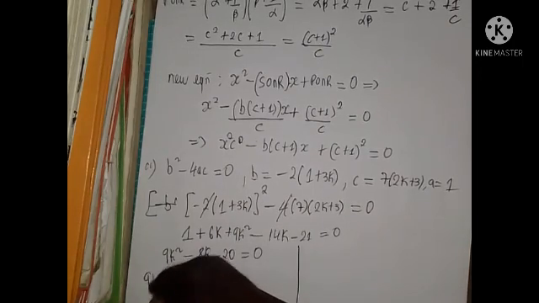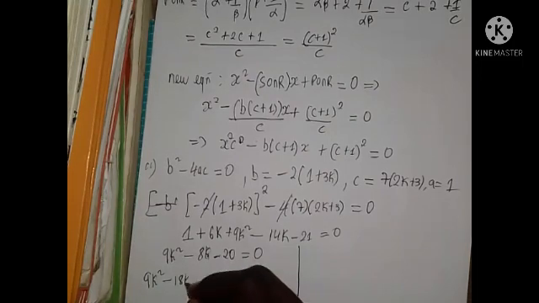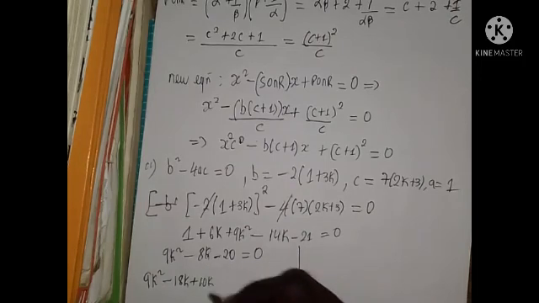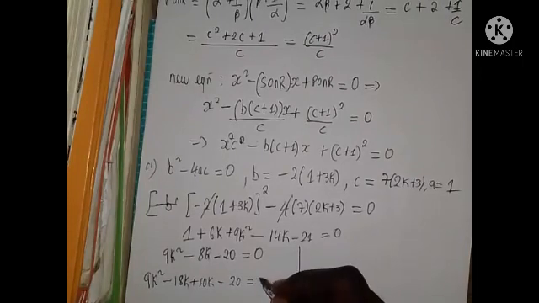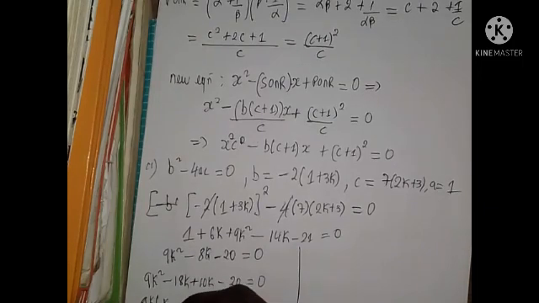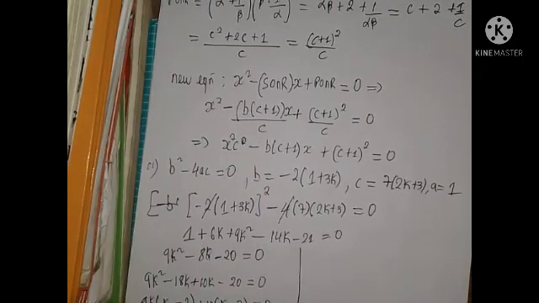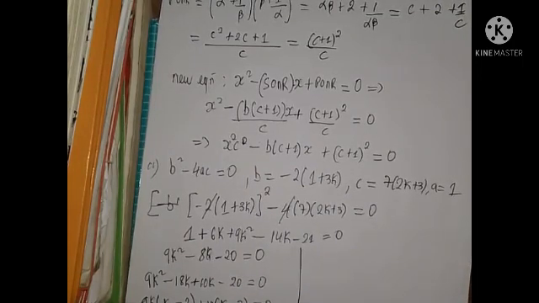So here are my two numbers: 9k squared minus 18k plus 10k minus 20 is equal to 0. So here we have 9k into k minus 2, plus 10 into k minus 2, equals 0. It is implied that k is equal to 2 or k is equal to negative 10 over 9.